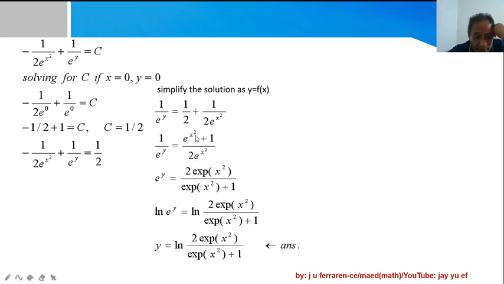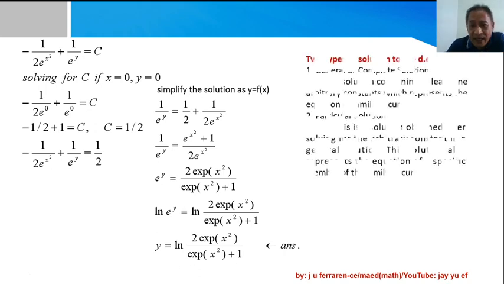Then, we can rewrite. We take the reciprocal of this so I can have the exponential y also. Exponential y is equal to the reciprocal of the ratio: 2 times, this is written again, back to the given, exponential x squared. Okay? Now, to solve for your y, you can take ln of exponential y, which is y. ln of this cannot be simplified anymore, so this is now your answer.